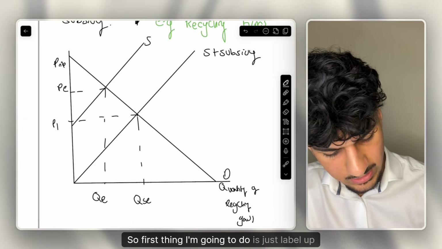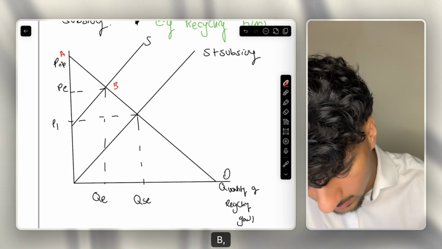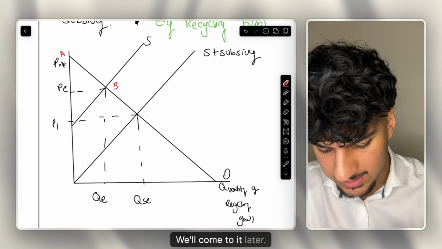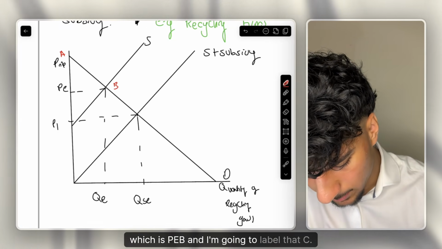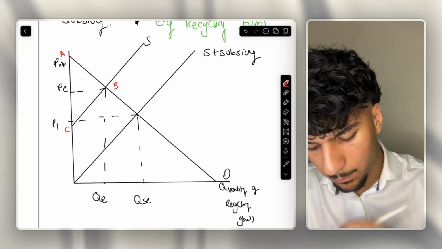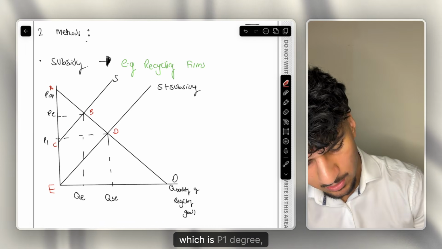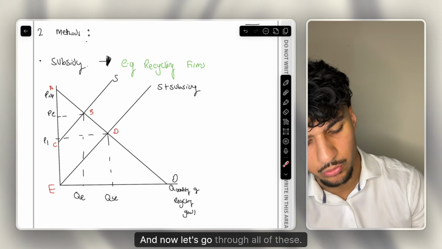So first thing I'm going to do is just label up all the points on the diagram which help me use it. So A, B, P, E. What does that triangle tell us? A, B, P, E. We'll come to it later. Then this second triangle, which is P, E, B, and I'm going to label that C. So that second triangle, P, E, B, C. And what does that represent? And then our last triangle, which is P1, D, E. What does that represent? And now let's go through all of these.